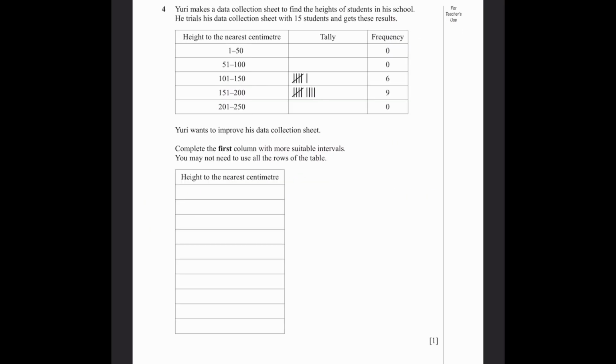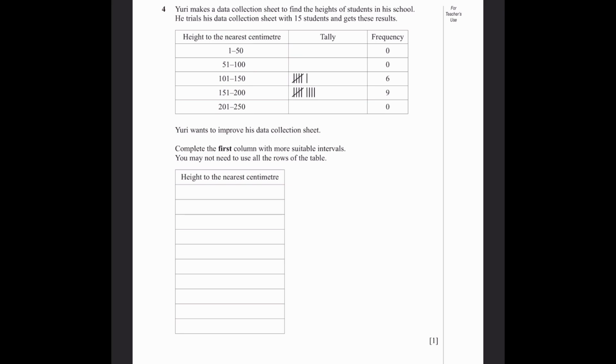Question 4. Yuri makes a data collection sheet to find the heights of his students in his school. He trials his data collection with 15 students and gets these results. Yuri wants to improve his data collection sheet. Complete the first column with more suitable intervals. You may not need to use all the rows of the table. So the height to the nearest centimeter.